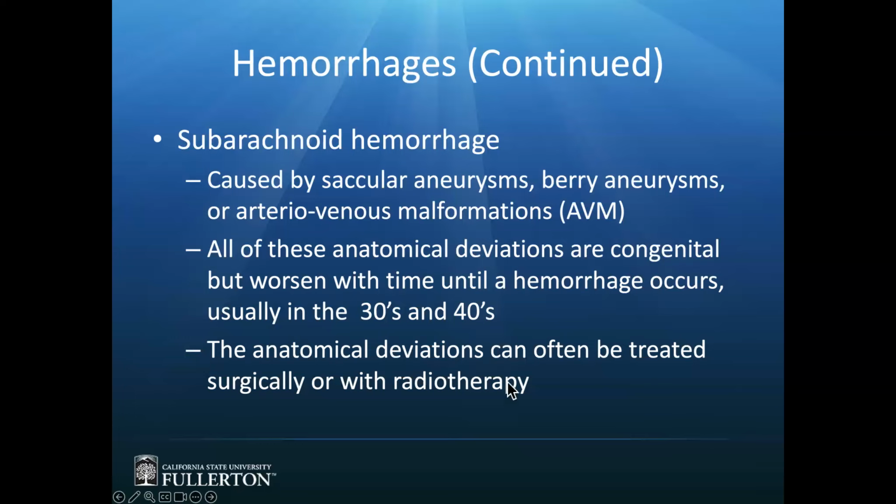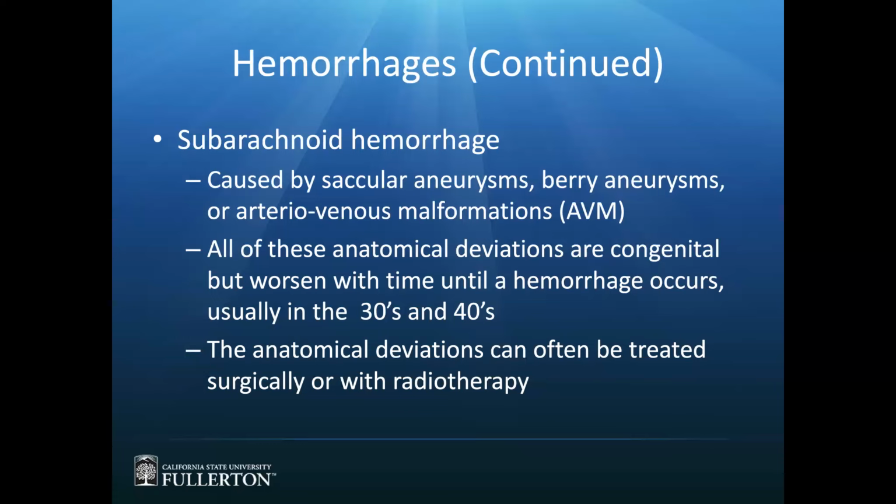In other words, if somebody had a little berry aneurysm, they may be completely asymptomatic for many, many years, and then one day they have a big hemorrhage into the subarachnoid space. It's very easily diagnosed. Even the CT scan will show that instead of having cerebrospinal fluid out there, the density is a little bit different, indicative of blood mixed with the cerebrospinal fluid.